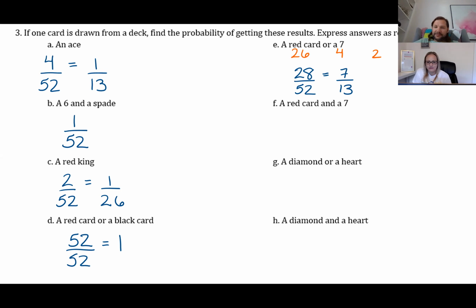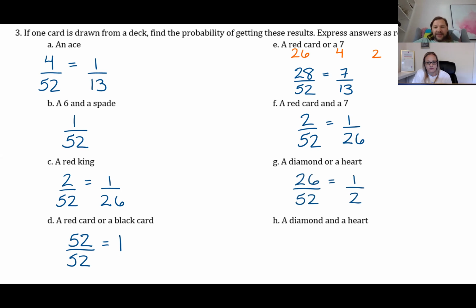Yeah, so then F says a red card and a 7. Okay, so you pick one card and it has to be both red and 7. Well, there are 2 cards that are both red and 7, so that's 2 out of 52 or 1 out of 26.